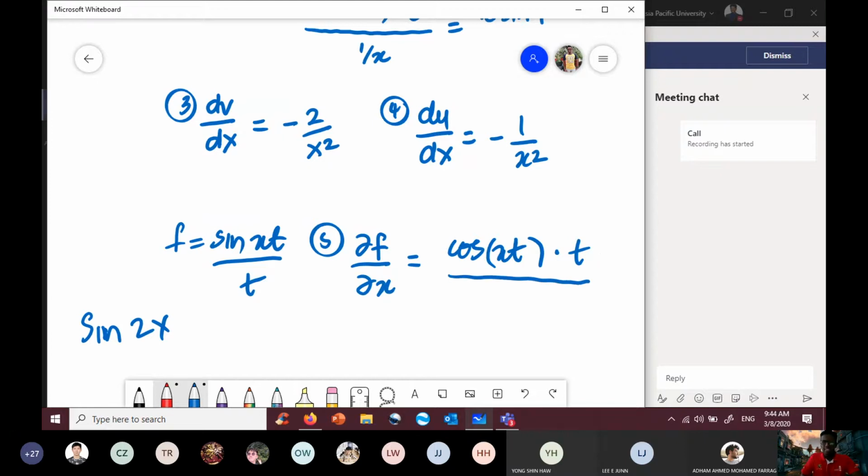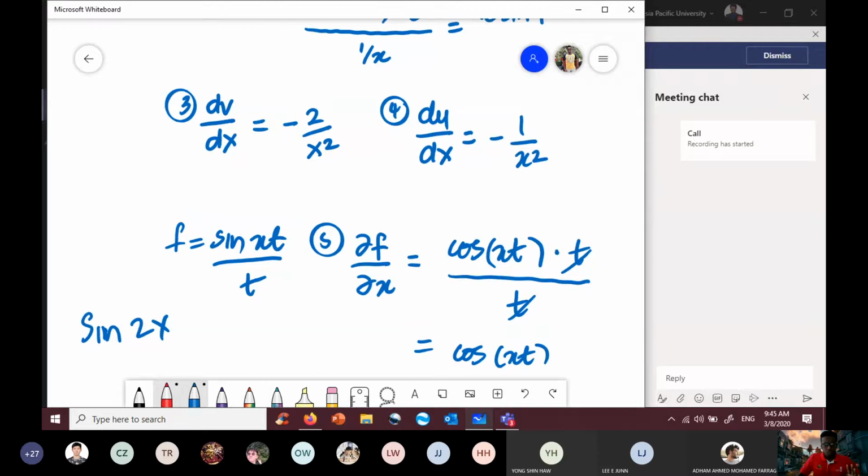I hope you still remember partial derivative. Differentiate sine xt, you get cos xt. But by using chain rule, you differentiate xt, you get t. So therefore, I multiply that. Anyways, t and t cancels off. So what I have is only cos xt. This is what I get for my df over dx.